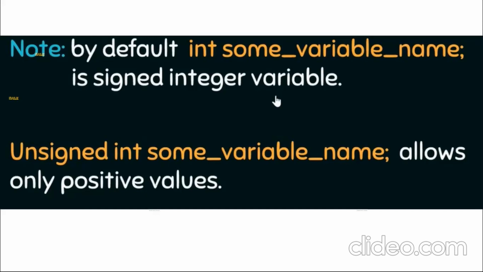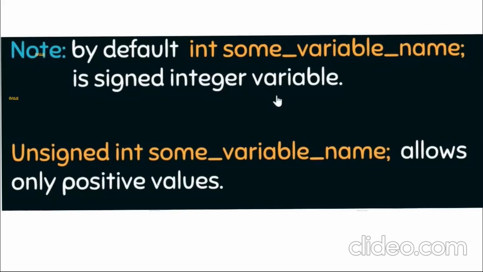Unsigned int some variable name allows only positive values. Unsigned int only allows positive values, that you can note down.